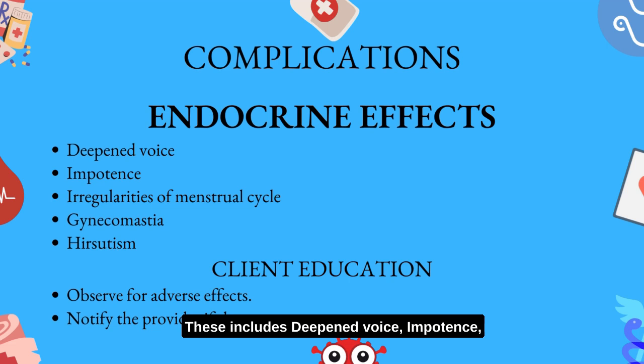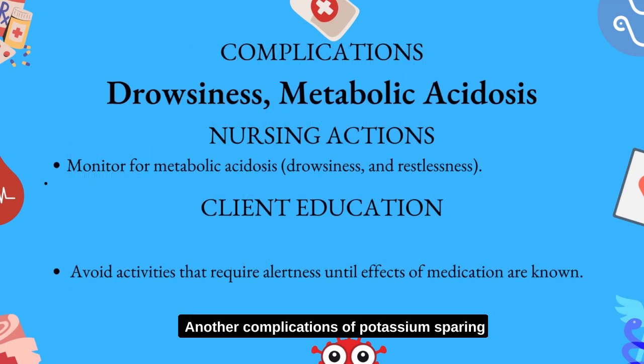These include deepened voice, impotence, irregularities of menstrual cycle, gynecomastia, hirsutism. Client education. Observe for adverse effects. Notify the provider if these responses occur. Another complication of potassium-sparing diuretics includes drowsiness, metabolic acidosis. Nursing actions. Monitor for metabolic acidosis, drowsiness, and restlessness. Client education. Avoid activities that require alertness until effects of medication are known.